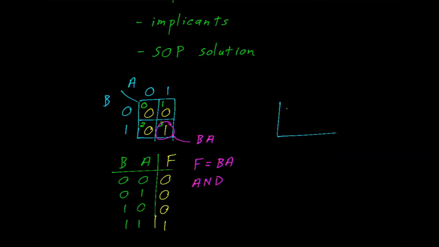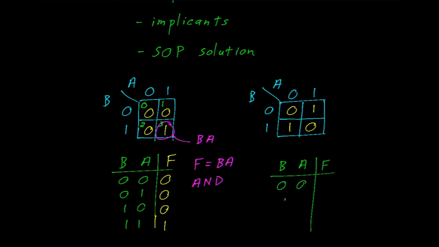Here's another example on a 2x2 grid. Let this be input B and input A, where input B can take on values of 0 and 1, and A values of 0 and 1. We'll let our output be 1 and 1. The corresponding truth table would look like this, where 0, 0 gives us a 0, 0, 1 gives us a 1, 1, 0 gives a 1, and 1, 1 gives us a 0.